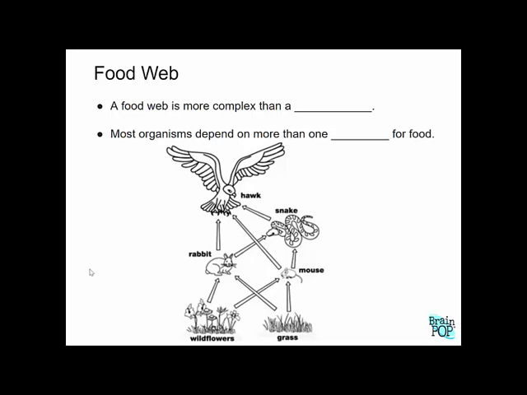One way to show that is through a food chain. The food chain just shows a direct line of one organism, which consumes another, which consumes another, and so forth. That's one way to depict the energy relationships in an ecosystem. But another way to do that is through something a little bit more complex, a food web. A food web is made up of several food chains that are interconnected with each other. It's more complex.